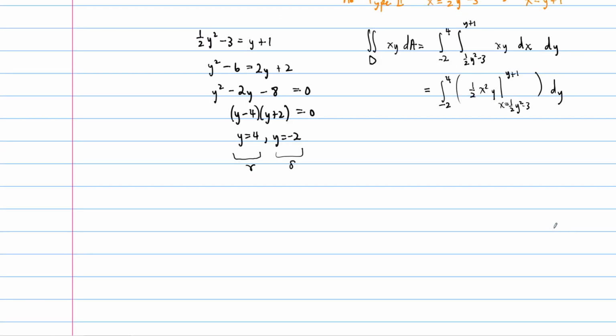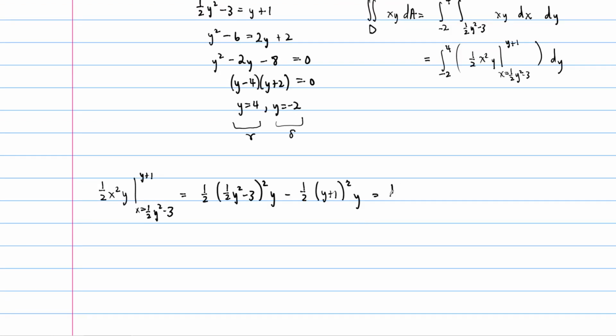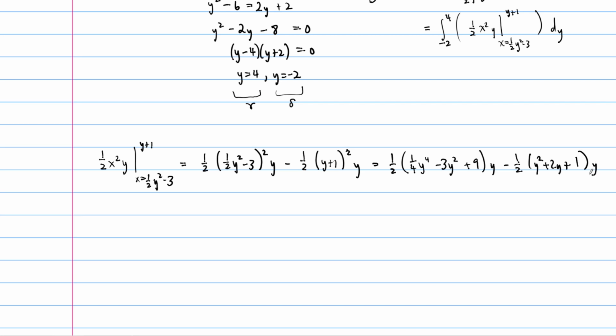And now it's just a whole bunch of algebra, actually. So down here I'm going to write 1/2 x squared times y, evaluated from x goes from 1/2 y squared minus 3 up to y plus 1. We just need to work this out. So that's going to be that minus 1/2 y plus 1 quantity squared times y. And very carefully work this out. So 1/2, this one is 1/4 y to the 4th. This one's going to be minus 3y squared plus 9, all times y, minus 1/2 y squared plus 2y plus 1, and then times y. Multiply everything through again.